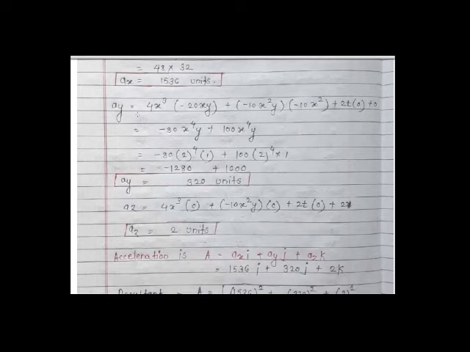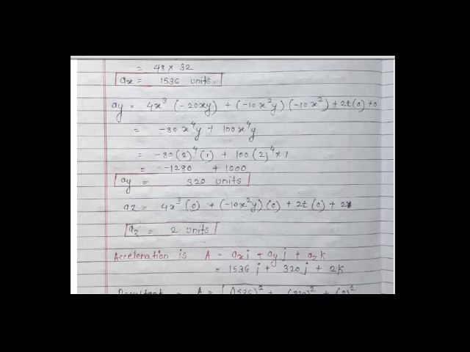Similarly for ay is equal to 4x cube into minus 20xy plus minus 10x square y into minus 10x square plus 2t into 0 plus 0. This is the equation for ay. After simplifying, we get minus 80x raised to 4 y plus 100x raised to 4 y. We know that x is equal to 2, y is equal to 1. So put this value in the equation, we get ay is equal to 320 units.